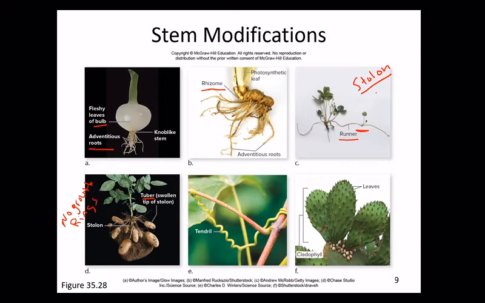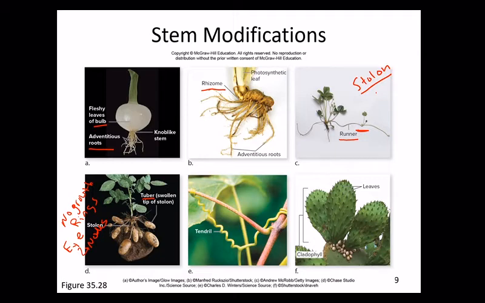So we know that it's not a root modification, but potatoes have eyes. And these eyes are nodes. And so the eyes give you evidence that this is a stem modification and not a root modification. So tubers are a good example of a stem modification. These are the stolons that have been modified to be able to store carbohydrates.